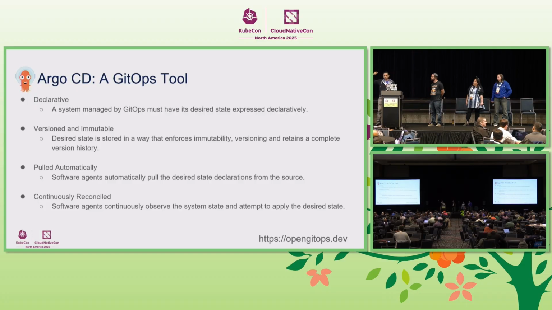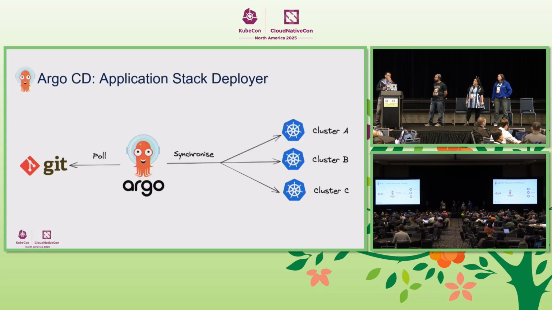And the thermostat continuously monitors the ambient temperature and turns off and on when it needs to, right? That's GitOps in a nutshell. What Intuit used Argo CD for is really an application stack deployer. And so really it looks at Git for changes, and it'll synchronize the manifests for your application onto n number of clusters, right? However many clusters you attach to it. It's a hub and spoke design.